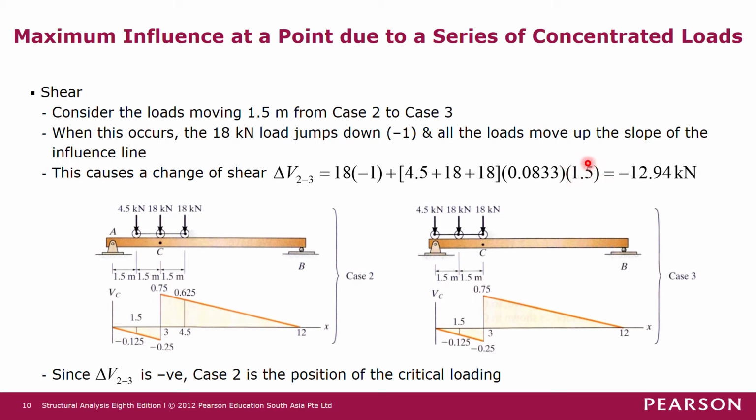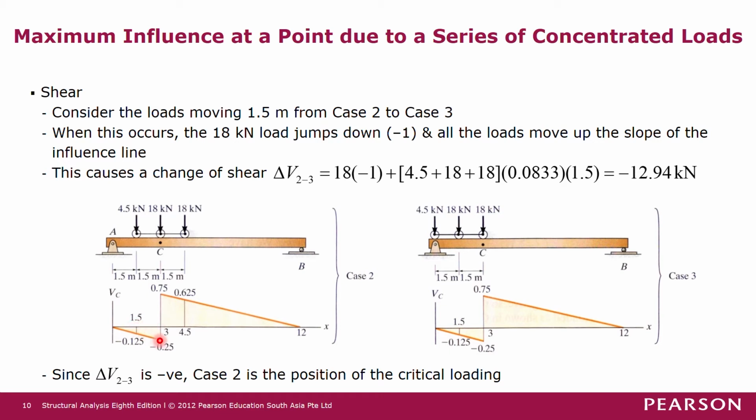And then next we look at this 18 kilonewton force. This 18 kilonewton force initially is just to the right of point C. So when it moves past point C from here to here, it experiences a jump down by -1. So therefore 18 multiplied by -1. And then the 18 kilonewton force moves up on the slope by 1.5 meters to the left.